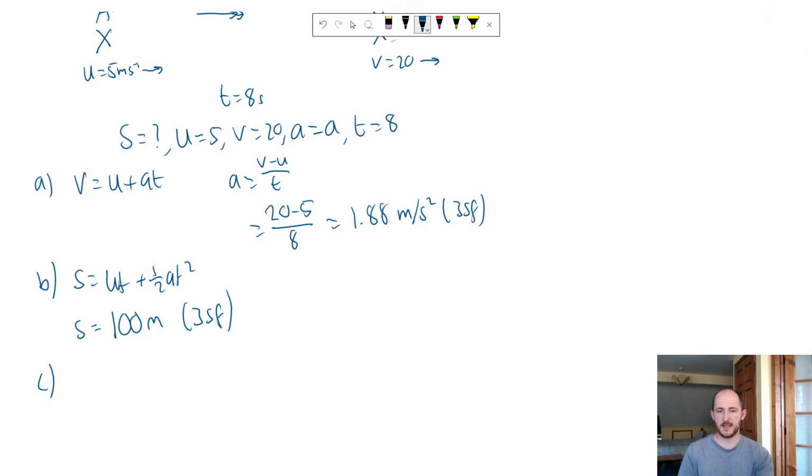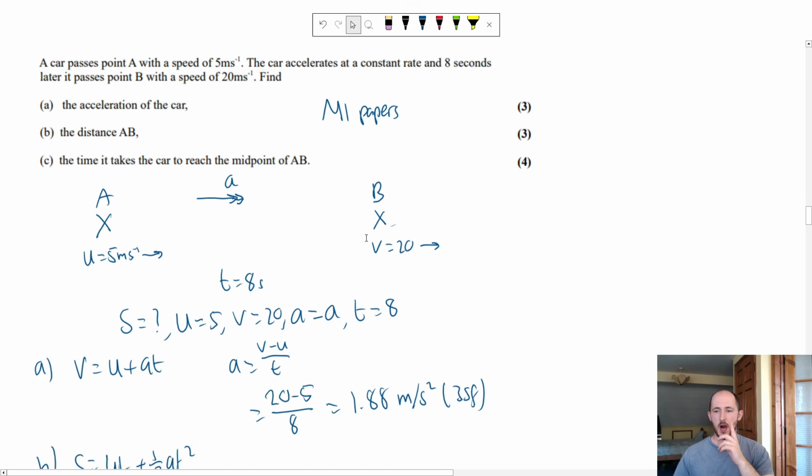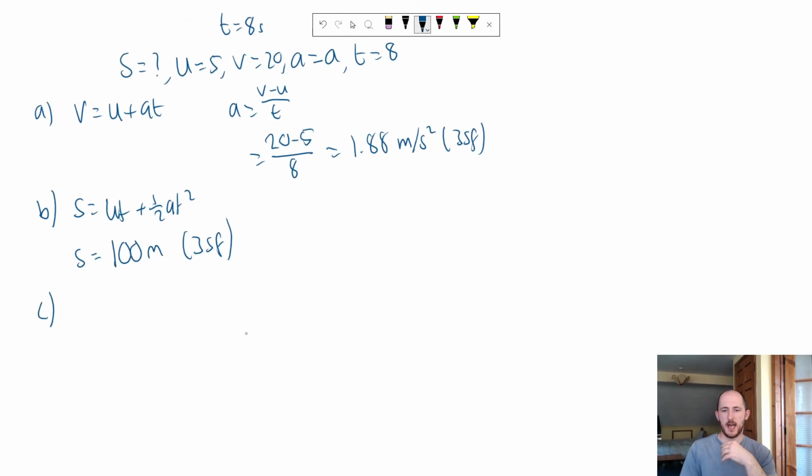Now for part C, this is where it gets a bit different. It says the time it takes for the car to reach the midpoint. Now, I would like to redraw the diagram just to make it a bit more clear. And there is a special reason for this. So let's call it A, let's call it B, and let's call the midpoint M. And this is where things are going to get a bit more interesting. And the reason why it's worth 4 marks is because there's a little bit more thinking we have to do.